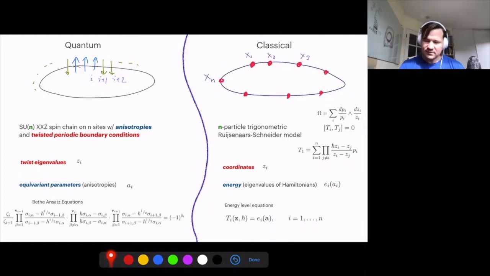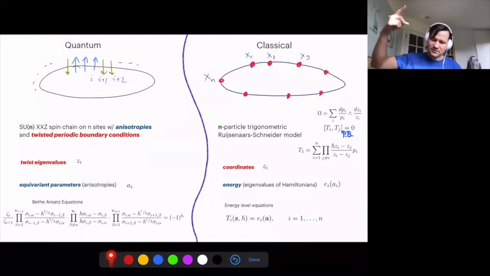And on the right side, on the classical side, we will have the n-particle trigonometric RS model. I promised to write the Hamiltonian, so this is the first one. Because it's an integrable system, there are n integrals of motion which are in involution, so the Poisson brackets are trivial between all of them. I wrote commutator, but actually meant Poisson brackets. And because these variables take values in the group, you should actually think of the symplectic form.